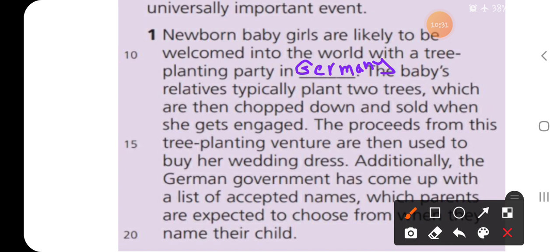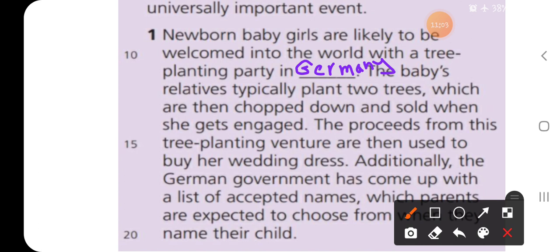It talks about Germany or the traditions in Germany. So newborn baby girls are likely to be welcomed into the world with a tree planting party in Germany. The baby's relatives typically plant 2 trees, which are then chopped down and sold when she gets engaged. The proceeds from this tree planting venture are then used to buy her wedding dress.